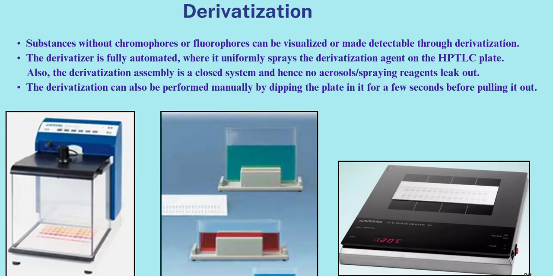We can derivatize the plate by placing it in an automated reagent sprayer, in which the detecting agents are sprayed uniformly over the plate. Also, we can dip the plate in a detecting agent placed in a chamber. And for volatile components, we can use thermal activation. On heating the plate at a suitable temperature, we can visualize the terpenes and terpenoids present in volatile oils.